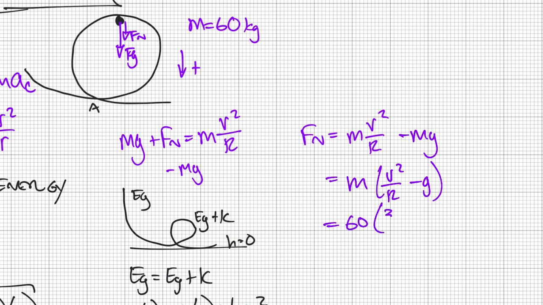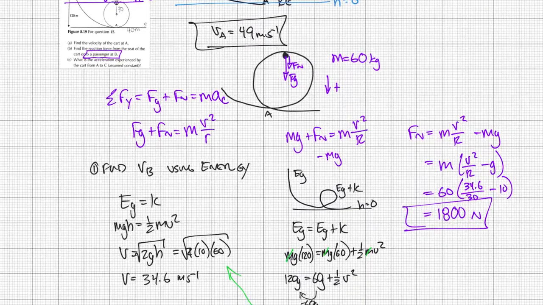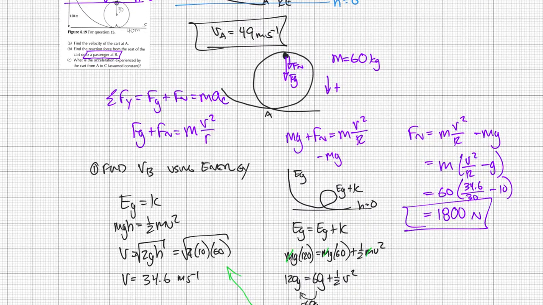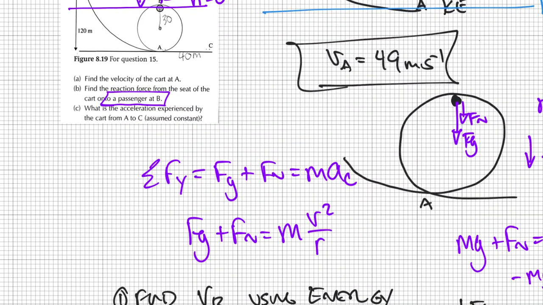Plugging in 60, 34.6, 30, 10, that's going to give me 1,800 newtons. So that's how hard the chair is pushing back down on the passenger. All right, and then the last part says, what is the acceleration experienced by the cart from A to C, assumed constant?